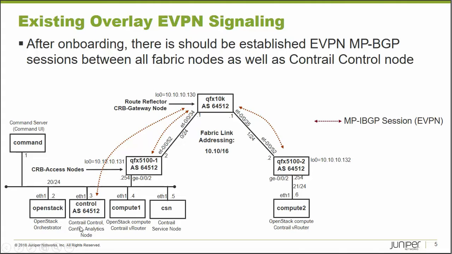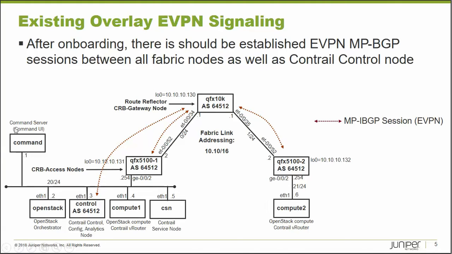Okay. Then we also have a Contrail fabric established, which are these nodes along here. We've got an OpenStack orchestrator node. We've got a Contrail control node. We've got two Contrail compute nodes that are acting as OpenStack compute and Contrail vRouter nodes. And then we have a CSN that's there to provide DHCP and DNS server functionality to any bare metal servers that we might add to these leaf nodes.